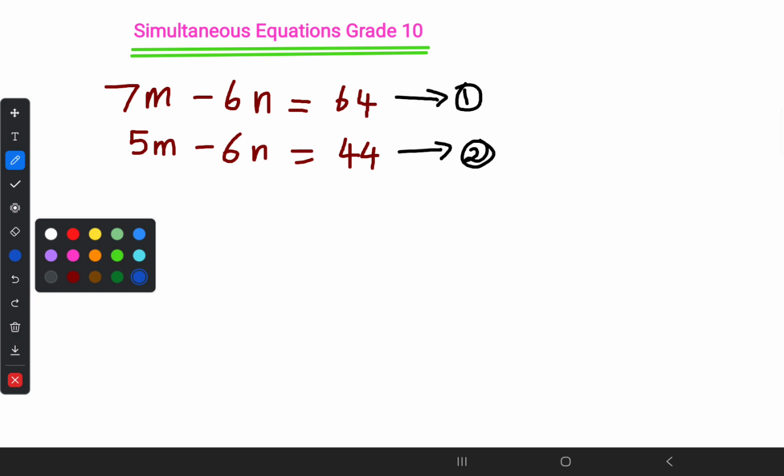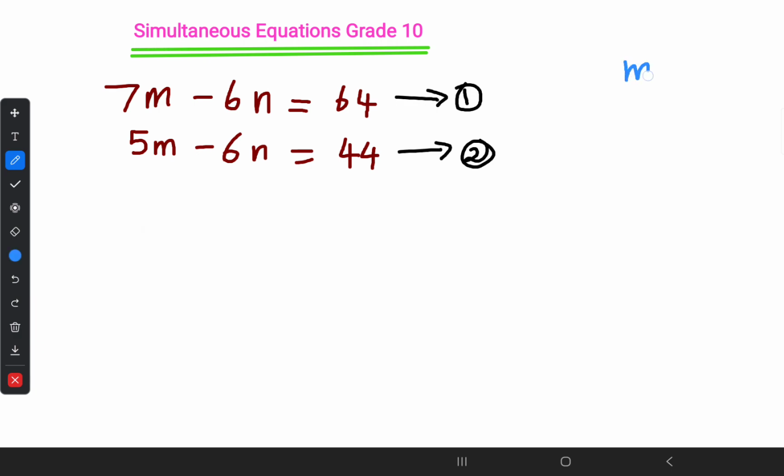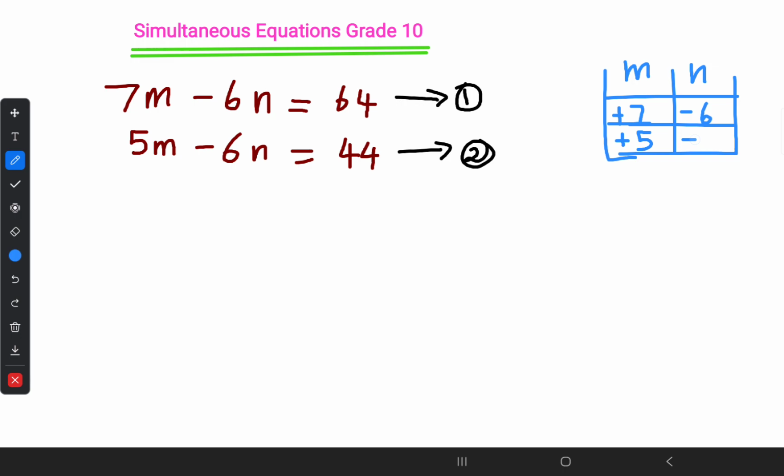So similarly, you have to make a small table. For our reference only, we are creating this table. There is no syllabus to create it like this. For our reference, we are creating it to check whether we need to add these two equations or subtract these two equations. Look at them. In the first equation, the coefficient of m is positive 7, coefficient of n is negative 6. In the second equation, the coefficient of m is positive 5, coefficient of n is negative 6.